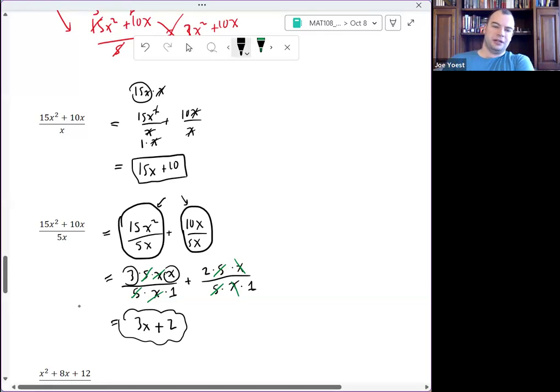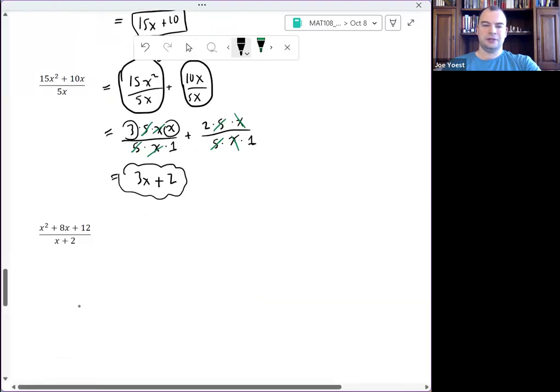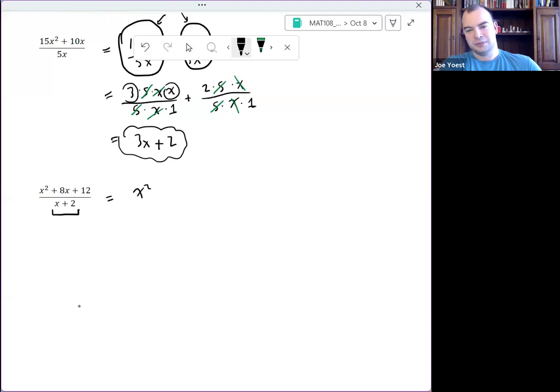So when I'm dividing by a monomial, I have the ability to break up my fractions in such a way that each fraction that I'm left with only has multiplication and division. If I try to do that here, where my denominator is a binomial, I could get something like x squared over x plus 2 plus 8x over x plus 2 plus 12 over x plus 2. This would be allowed. This is a valid mathematical statement. This is an equivalent expression.